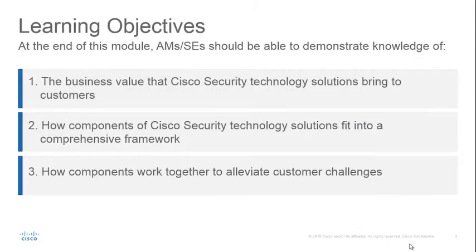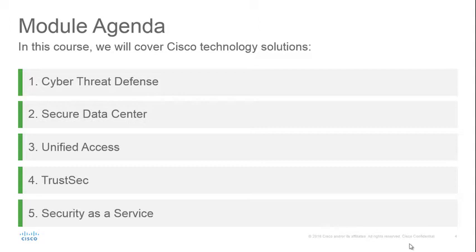At the end of this module, account managers and systems engineers should be able to demonstrate knowledge of the business value that Cisco's security technology solutions bring to customers, how components of Cisco security technology solutions fit into a comprehensive framework, and how components work together to alleviate customer challenges. In this course, we will cover Cisco technology solutions for cyber threat defense, secure data center, unified access, TrustSec, and security as a service.